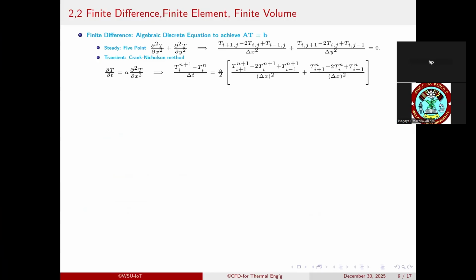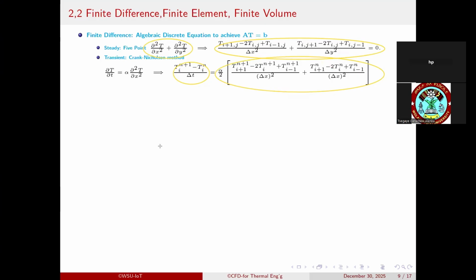Recall the steady heat equation, a partial differential equation discretized using the 5-point formula. Recall the Crank-Nicolson scheme from the other YouTube video. In the case where the governing equation for unsteady one-dimensional heat diffusion is considered with no source term, this partial differential equation is discretized using the Crank-Nicolson method, a semi-implicit scheme that averages partial derivatives at time steps n and n+1.